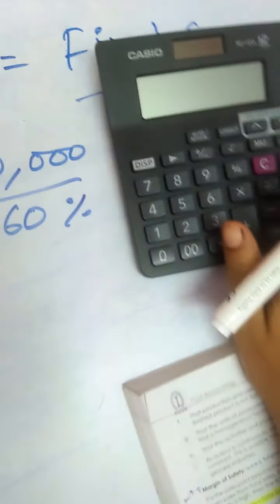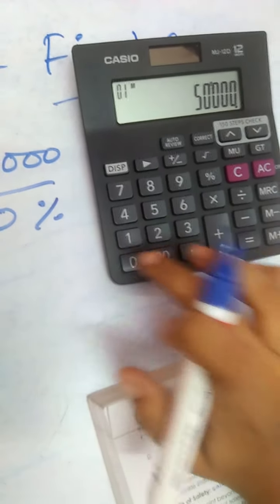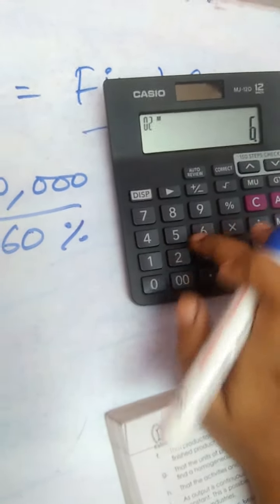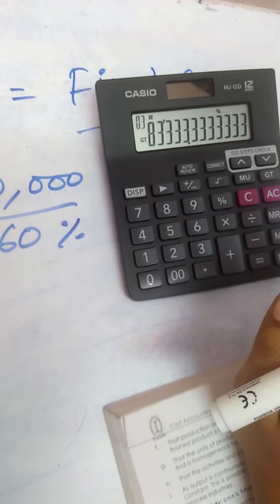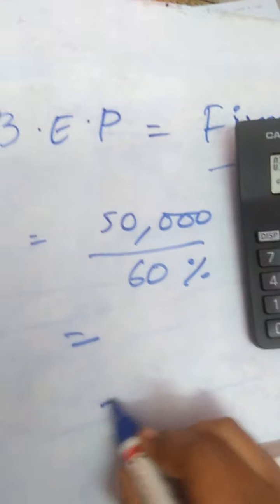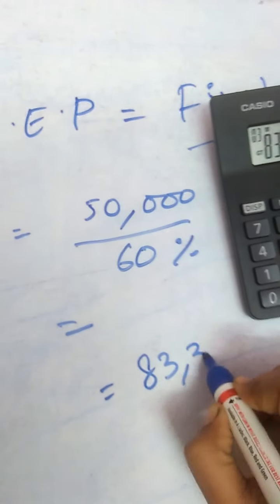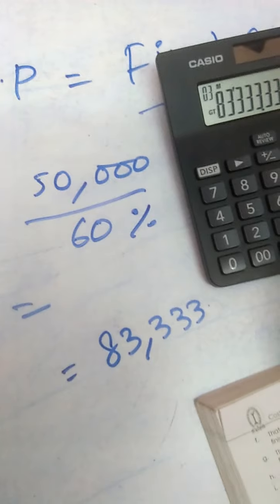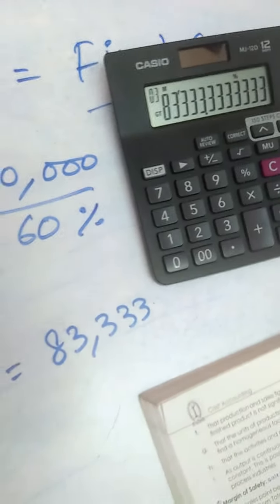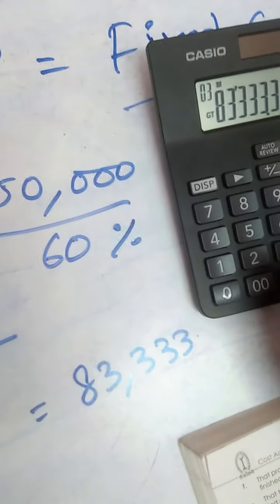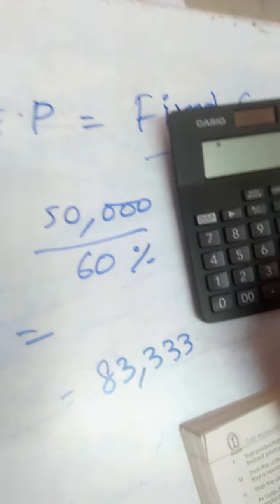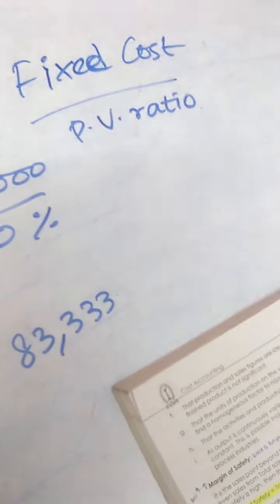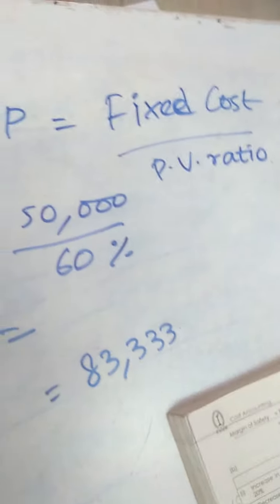So 50,000 by 60% makes 83,333. We don't have to really care about this 0.33 because it's less than 0.5. If it's more than 0.5, you can always go to the next digit.